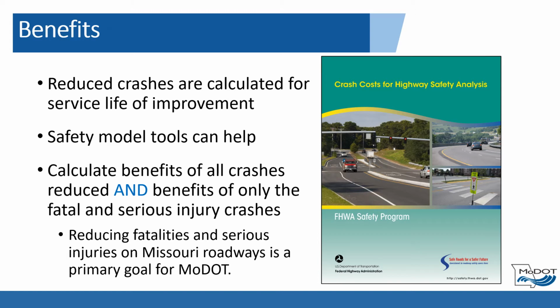FHWA's Crash Costs for Highway Safety Analysis states that a crash results in tangible and intangible consequences. The tangible consequences, or economic costs, can be directly measured in monetary terms, for example, medical bills or lost wages. The intangible consequences, such as the physical pain and emotional suffering of people injured in crashes and their families, comprise the other impacts of crashes. Therefore, the value of reducing a fatality is significantly more than a property damage-only crash.